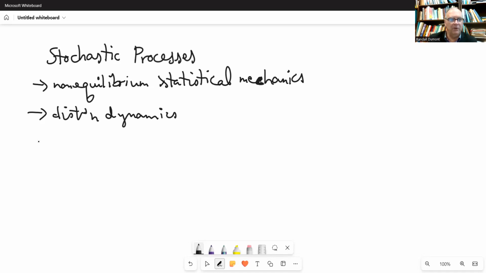And then there's individual processes, or individual trajectories. The distribution dynamics considers distributions of trajectories. So we're going to begin with the Einstein diffusion equation, which is an example of distribution dynamics.